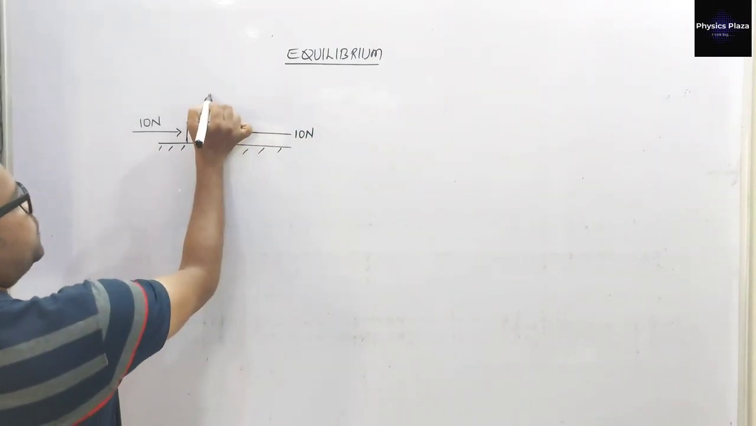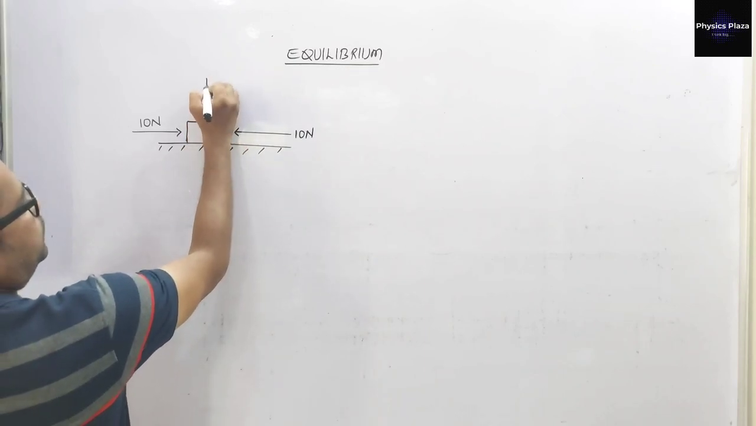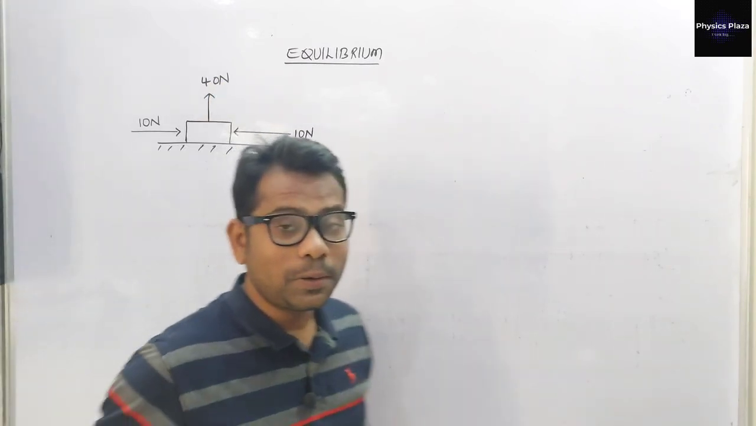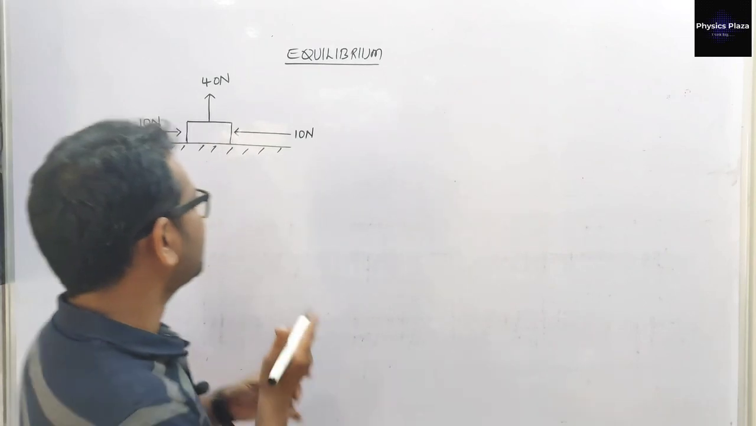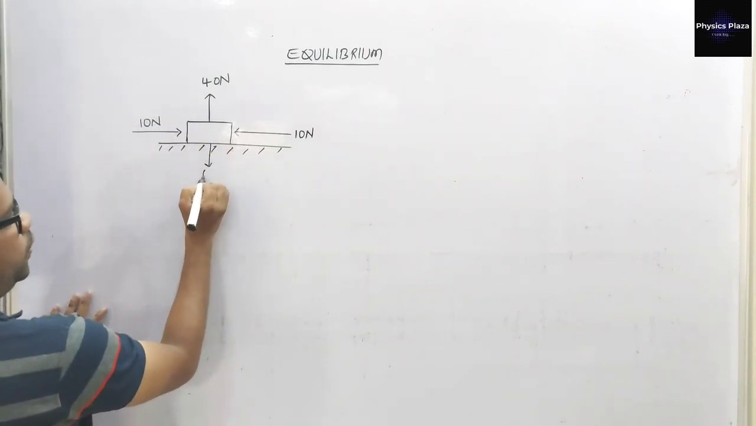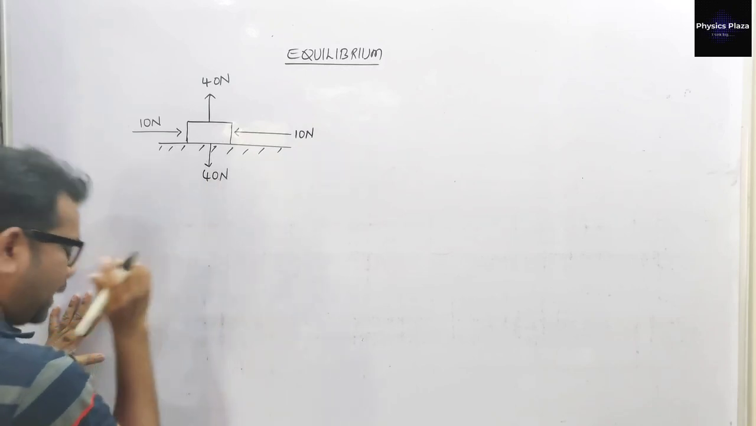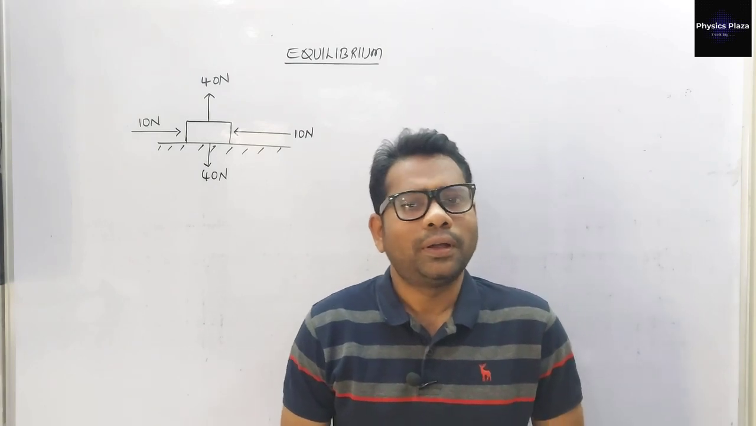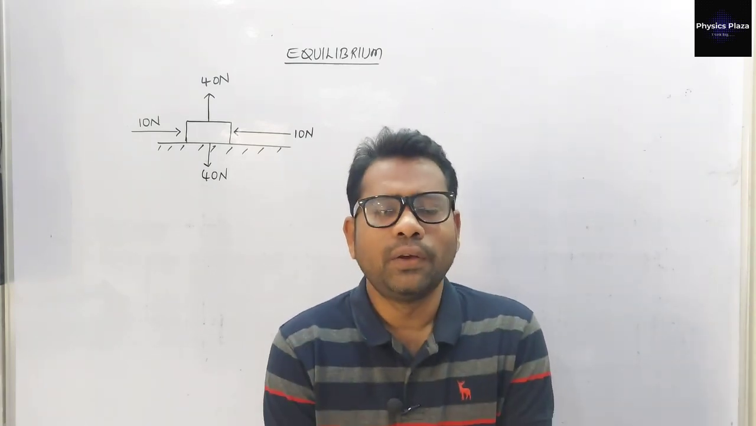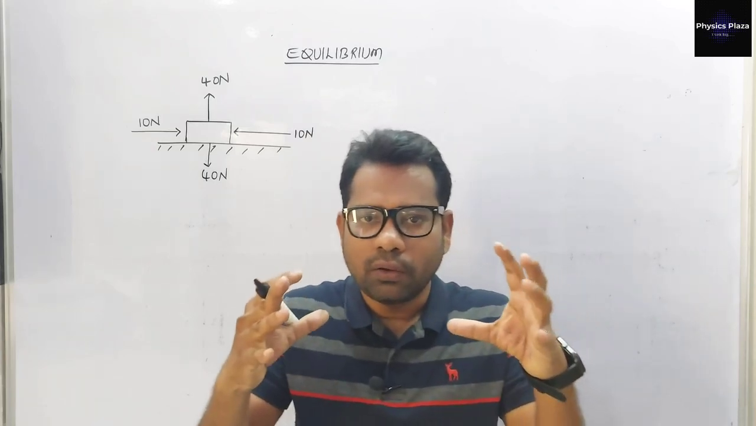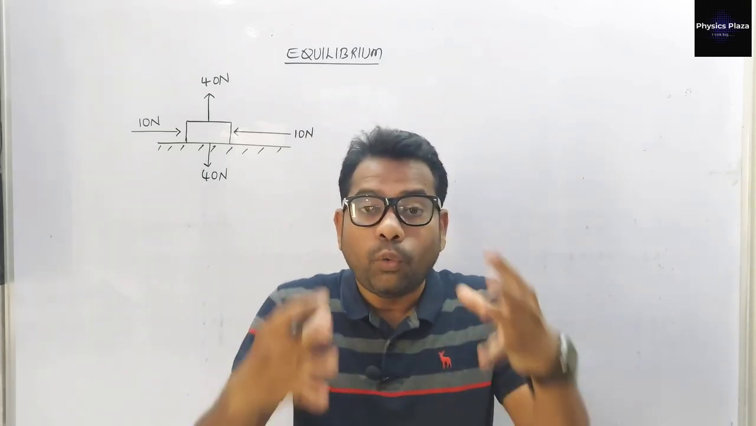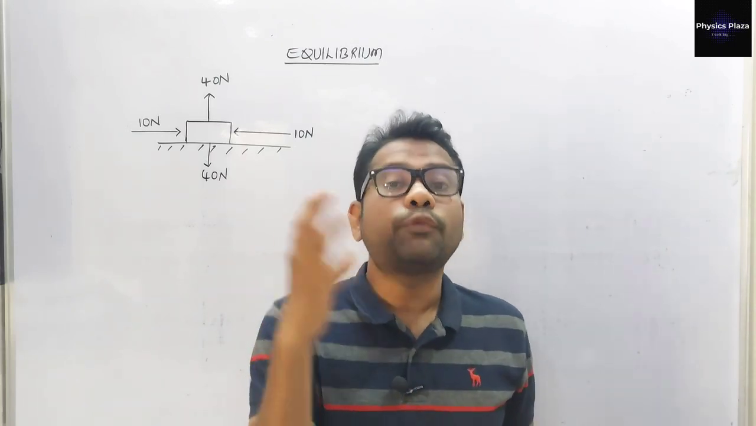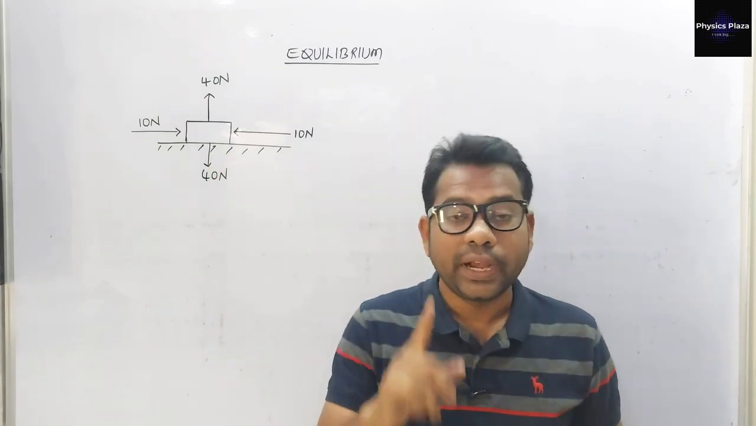For suppose here, a force of, for example, 40 Newton is acting. Then what will happen, children? Obviously, the body will go vertically upwards. Now, at the same time, a 40 Newton force acts vertically downward. Then what will happen? Can the body move? No. Generally, whenever some forces are acting on a body, we expect that the body will move. Yes or no? Yes. But children, that is not the point. Net force we have to see. Net force we have to see.